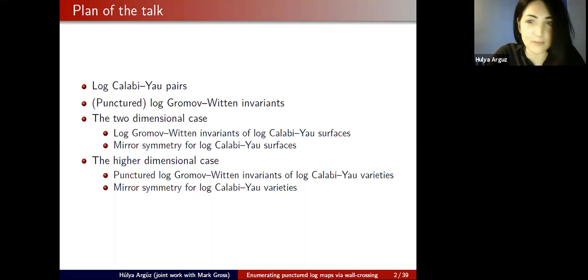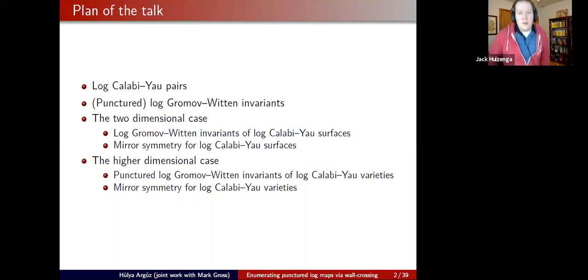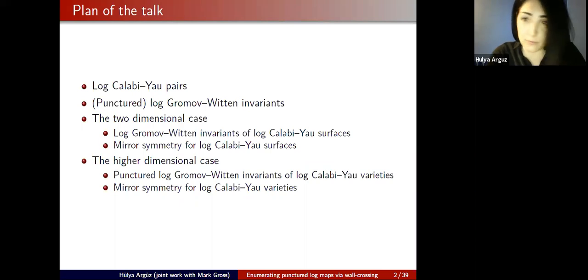And then I will tell about the two-dimensional case on how to compute log Gromov-Witten invariants algorithmically, following work of Gross-Siebert on the tropical vertex, and how it fits into the mirror symmetry program of Gross-Siebert. And then I will tell you about a higher dimensional case and what we did here with Mark Ross, which is an algorithm on how to compute punctured log Gromov-Witten invariants algorithmically.